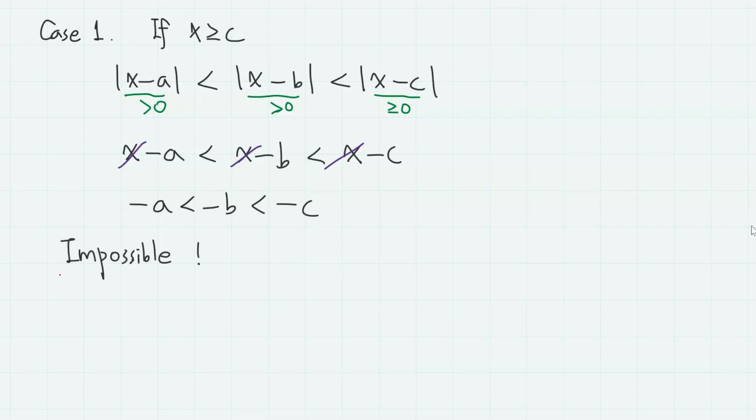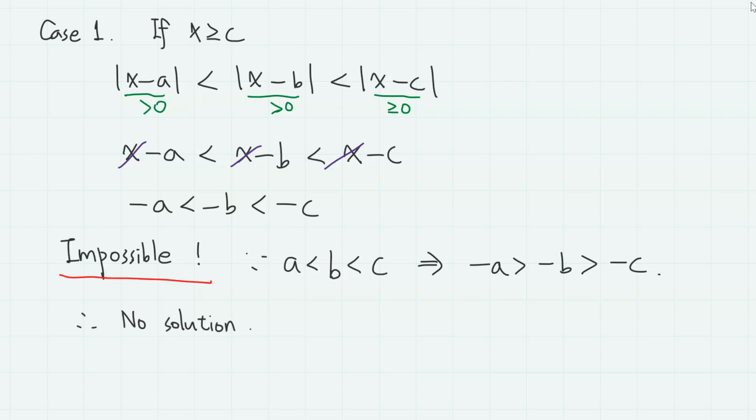However, this is impossible because it is given that a is less than b and b is less than c, and thus minus a is greater than minus b and minus b is greater than minus c. Therefore, there is no solution for this case.